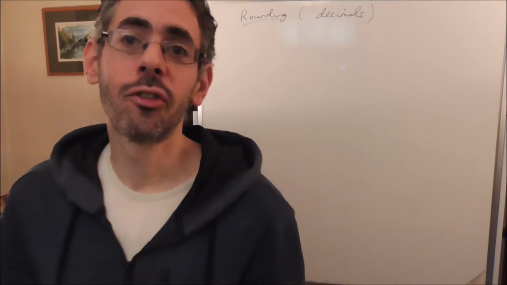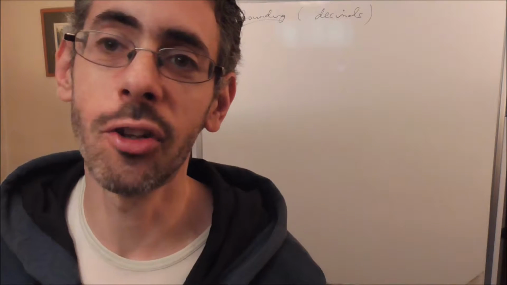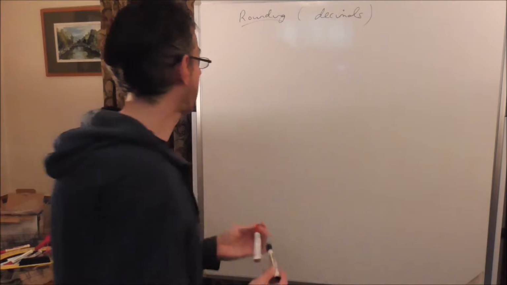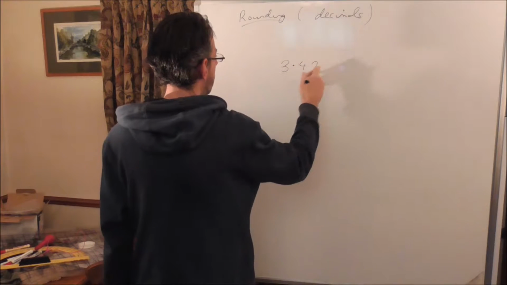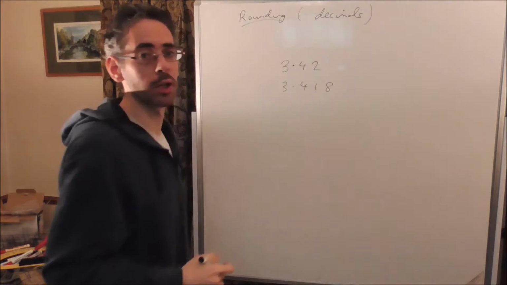Right, in a minute we're going to be rounding some decimal numbers. So before we do that, I need to quickly say something about how we compare the size of two different decimals. So suppose you've got two decimals that are close to each other. For example, 3.42 and 3.418. How do you decide which one's bigger?